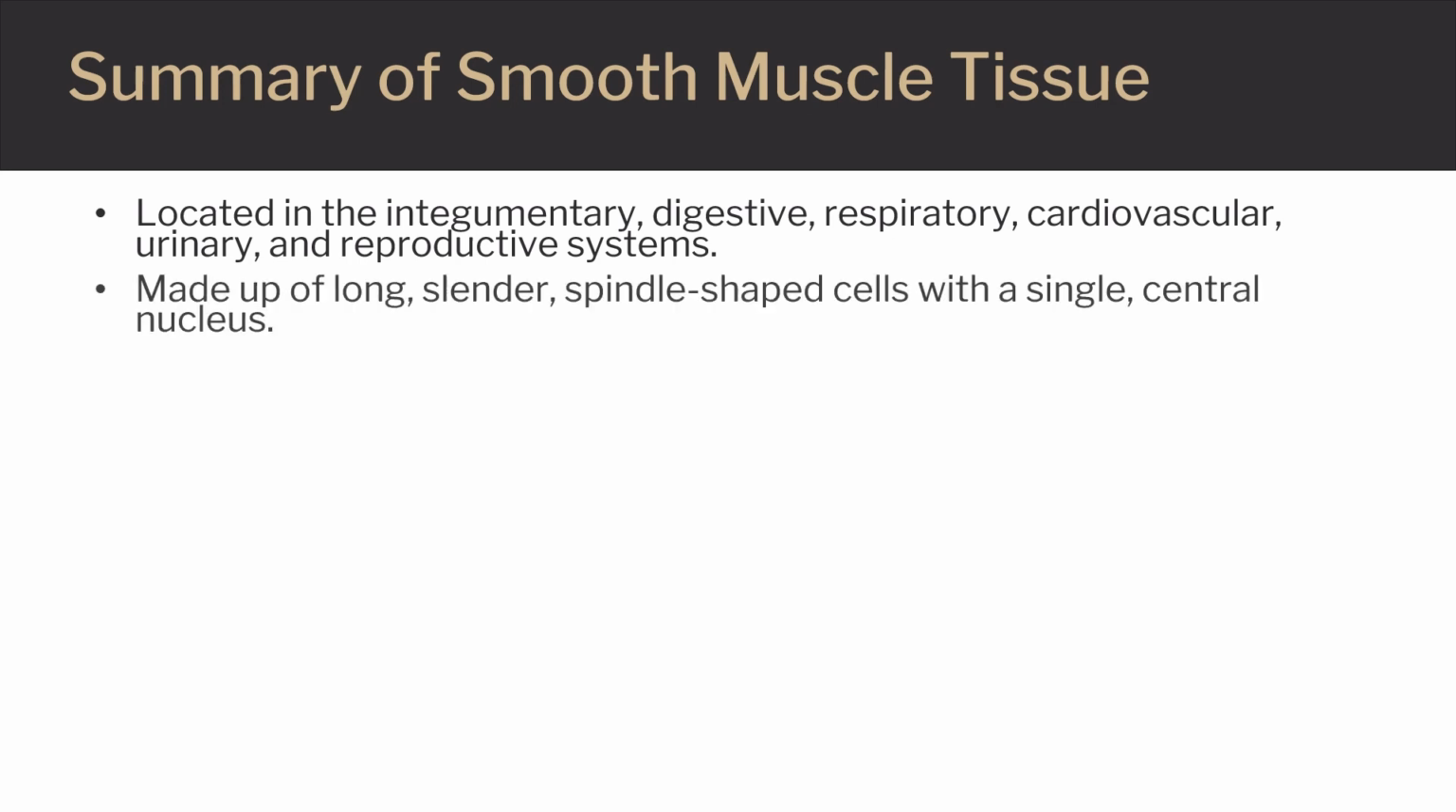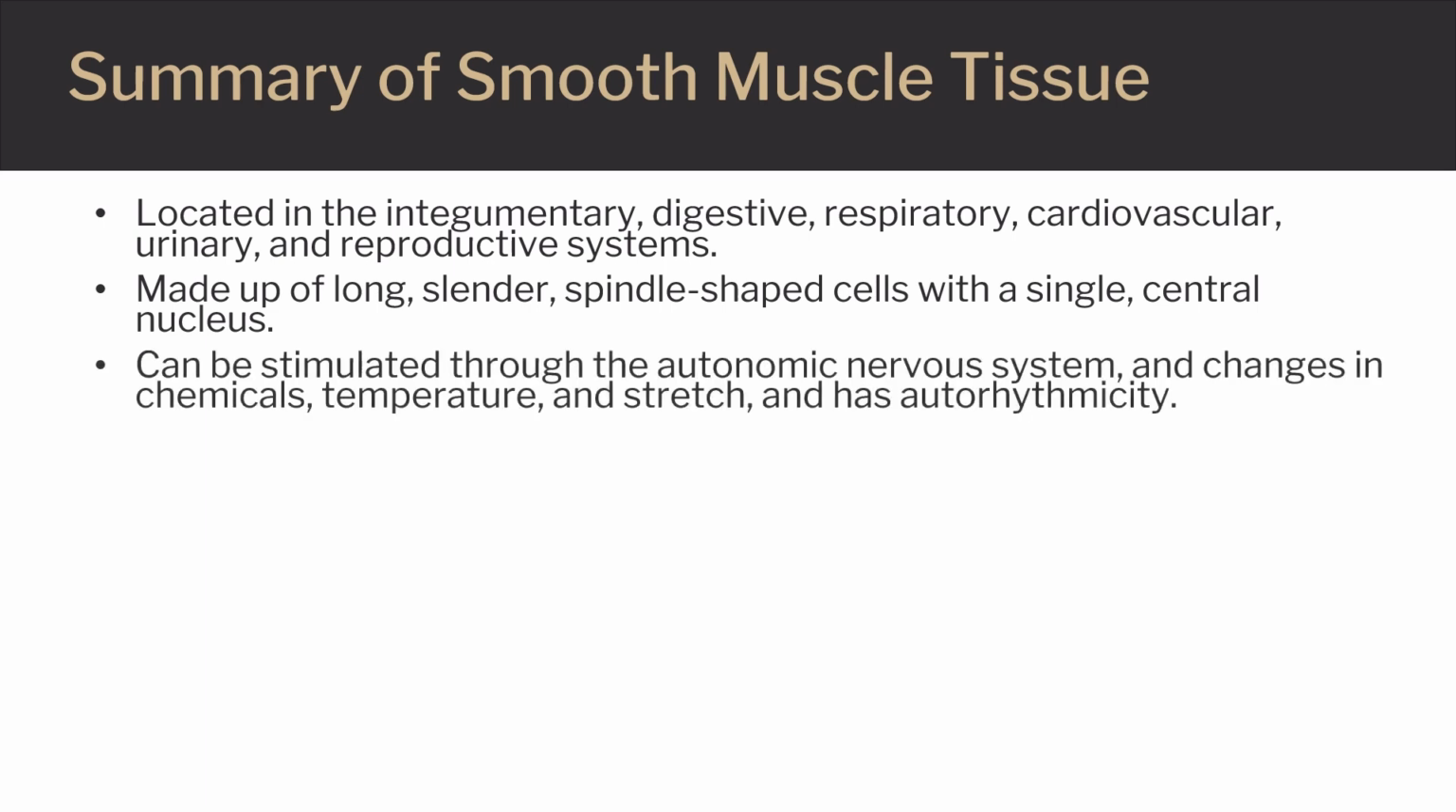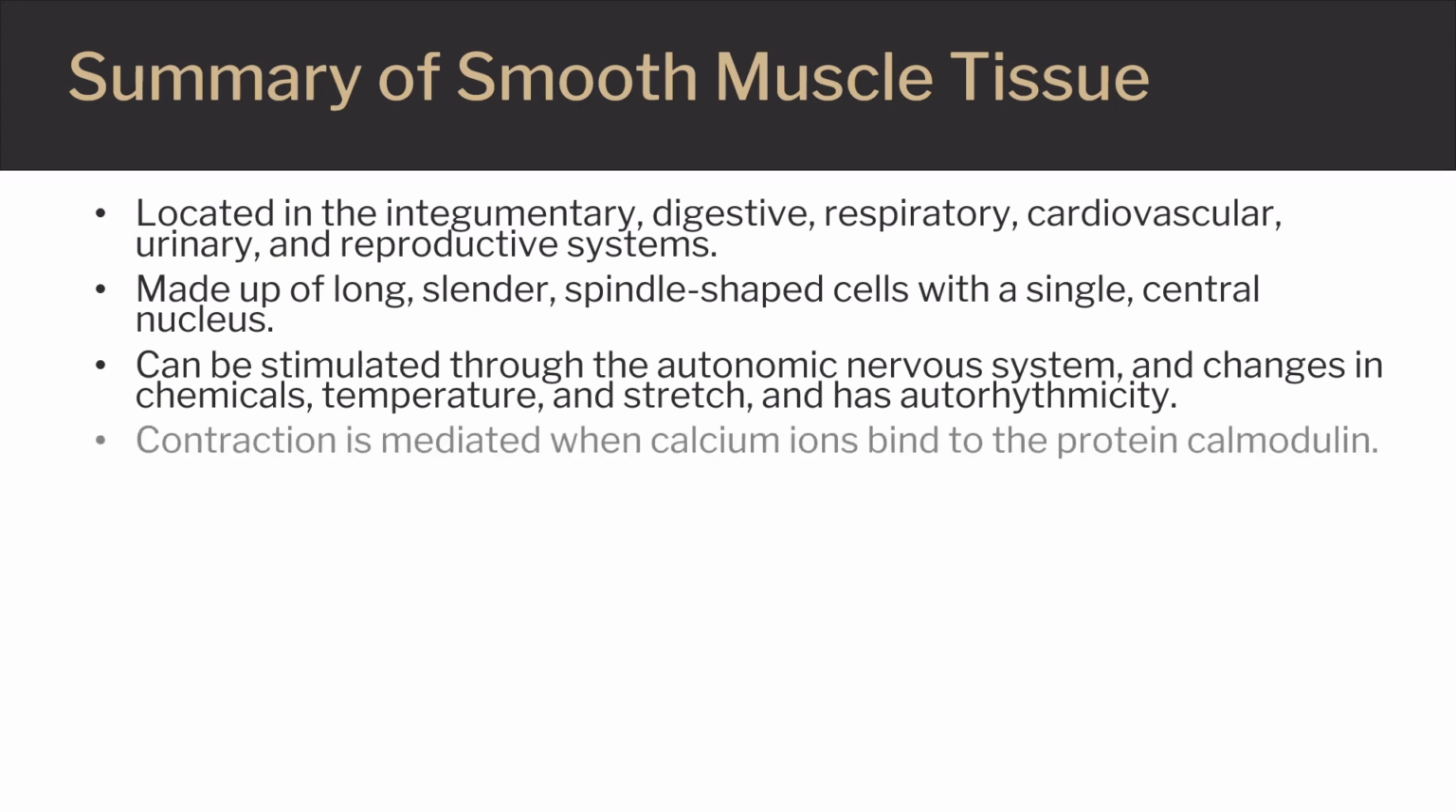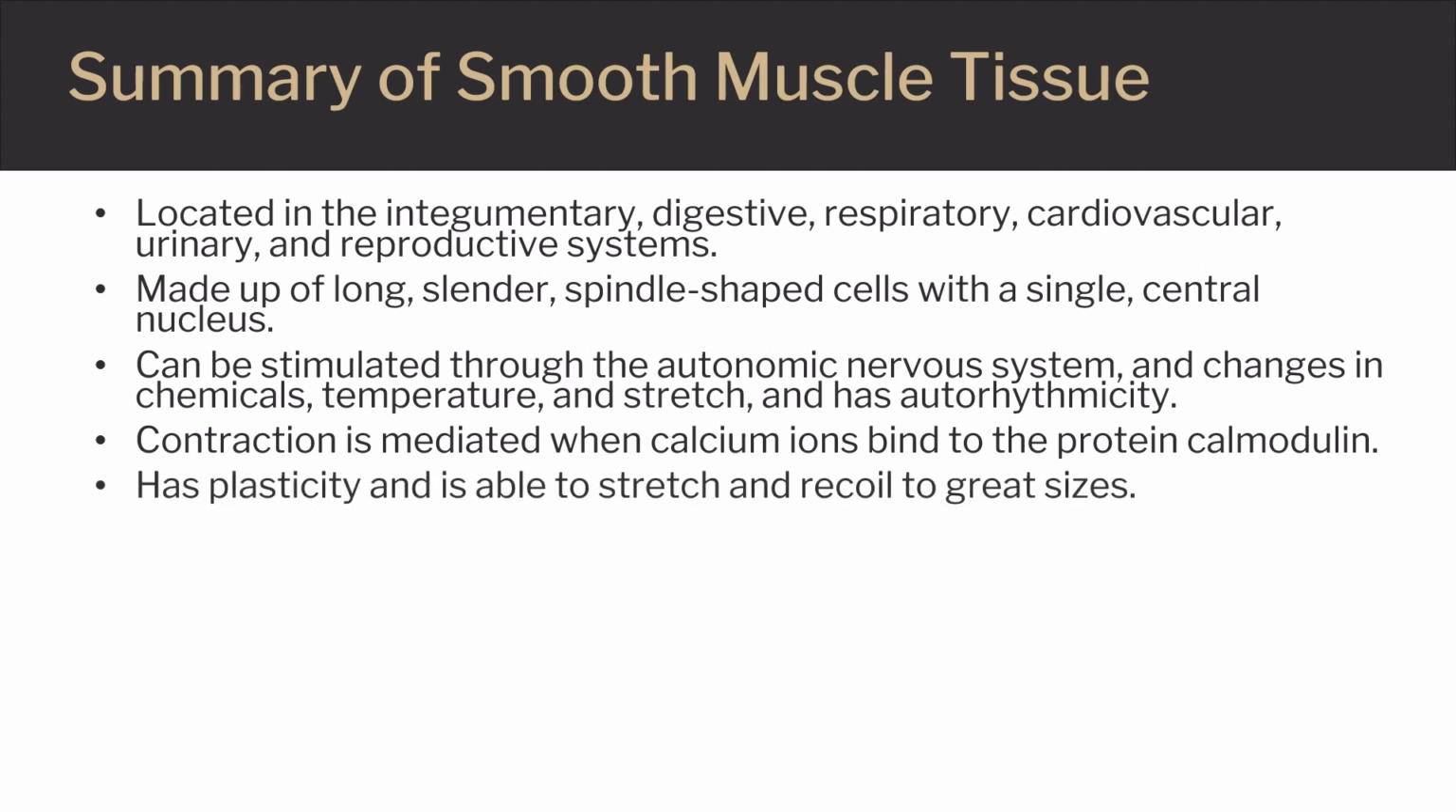It is made up of long, slender, spindle-shaped cells with a single, central nucleus. It can be stimulated through the autonomic nervous system and changes in chemicals, temperature, and stretch, and has autorhythmicity. Contraction of smooth muscle tissue is mediated when calcium ions bind to the protein calmodulin. It has the property of plasticity and is able to stretch and recoil to great sizes.